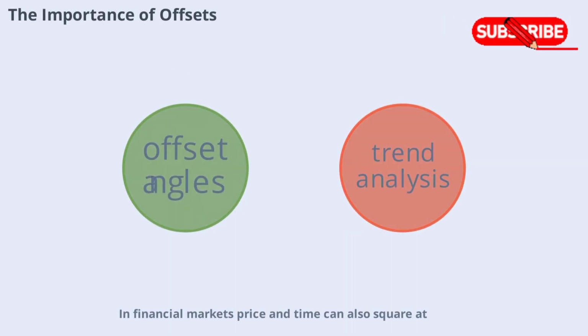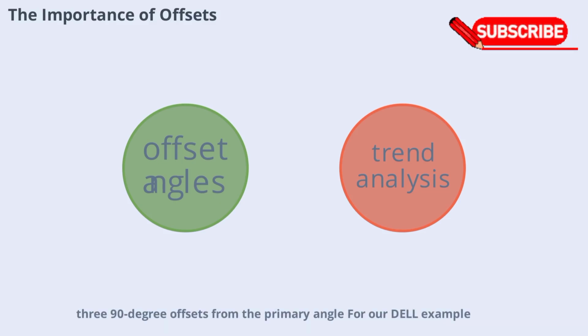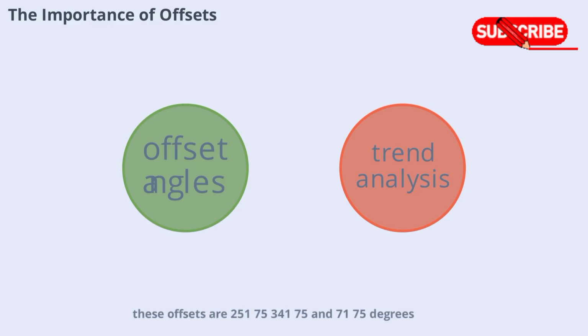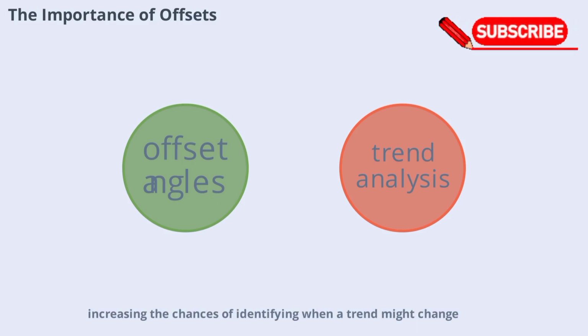In financial markets, price and time can also square at 90-degree offsets from the primary angle. For our Dell example, these offsets are 251.75, 341.75 and 71.75 degrees. By applying the formula to these angles, we expand our search for potential turning points, increasing the chances of identifying when a trend might change.